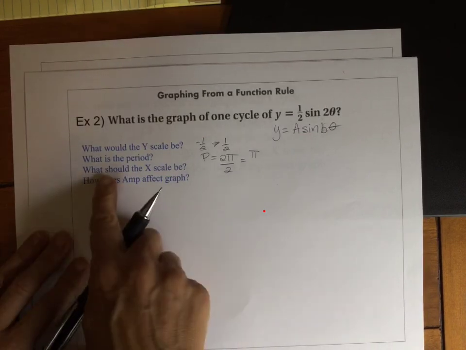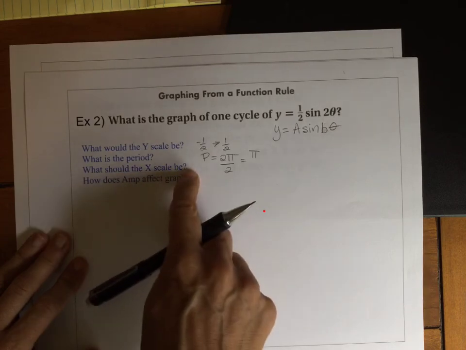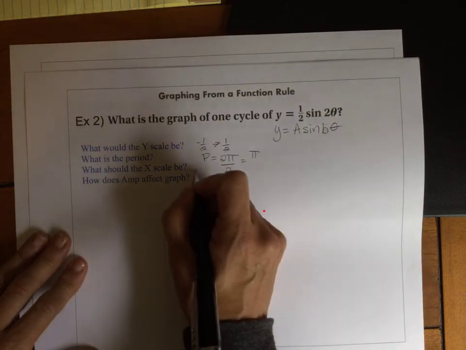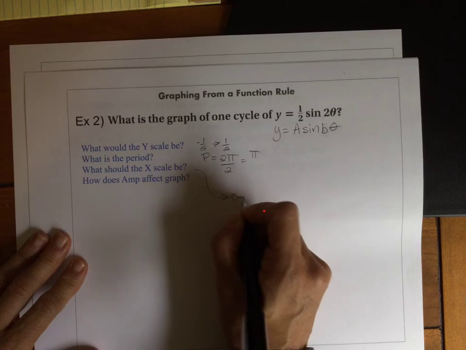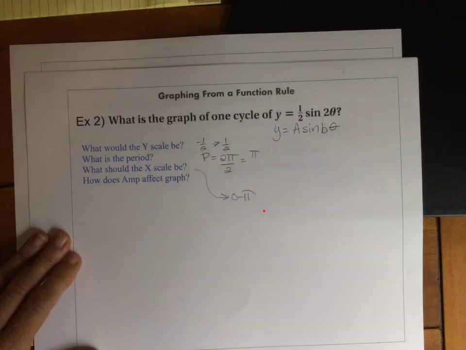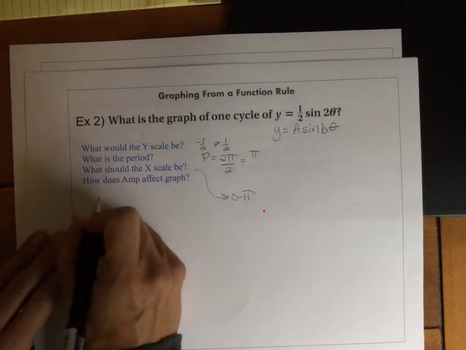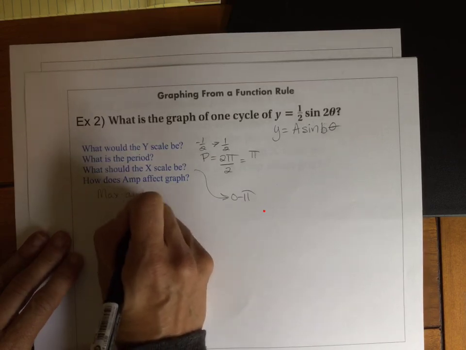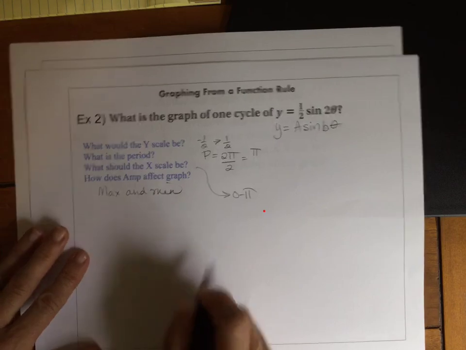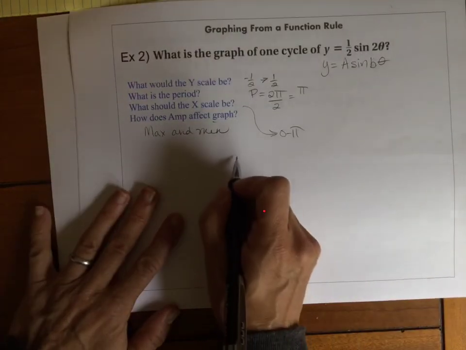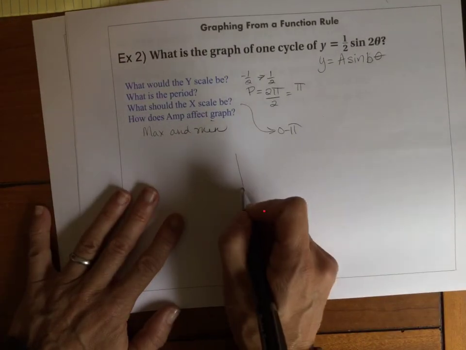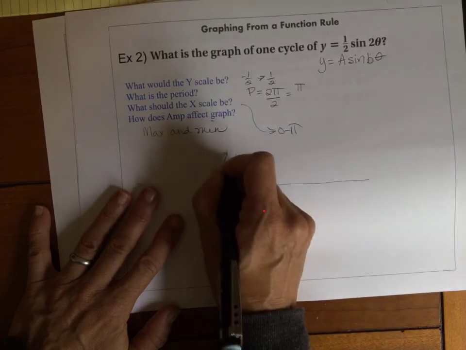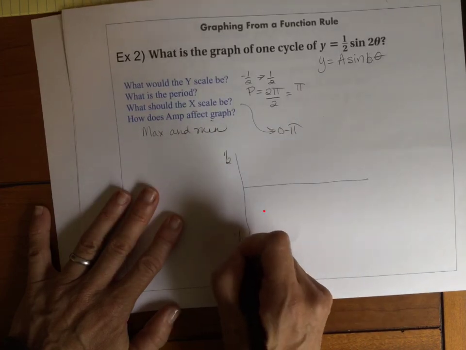So the x scale goes to that. The x scale would be from 0 to pi. And how does the amplitude affect the graph? Well, that's my max and my min. So if I was just going to sketch this really quick, I'm not asking you guys to do that, but here's a positive 1/2, here's a negative 1/2.